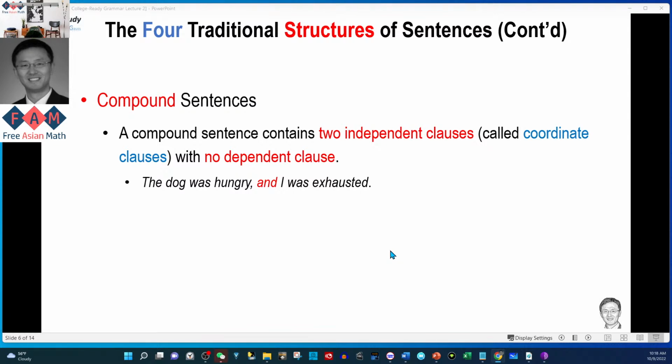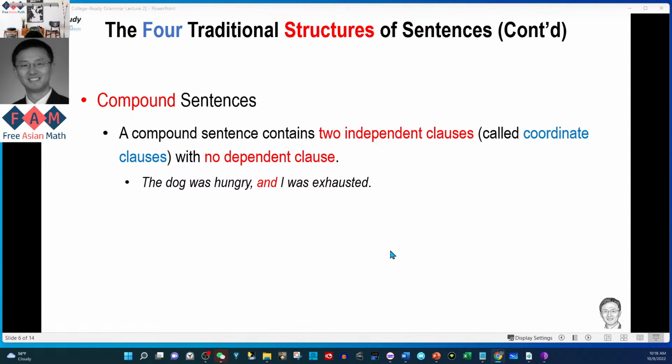So, "and I was exhausted." So "I was exhausted" by itself could be a complete sentence if it just stands there alone, right? So here we have two otherwise complete and independent sentences. We connect them with this conjunction "and."